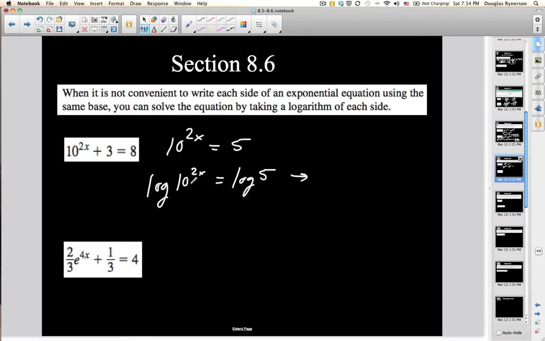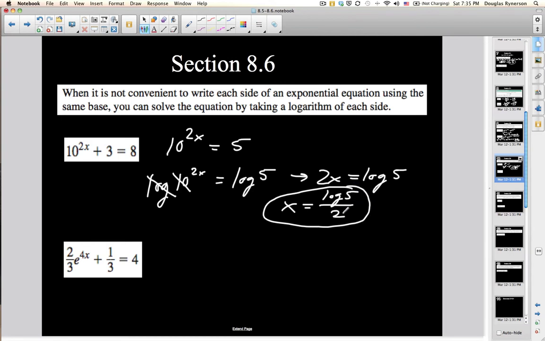That simplifies the log base 10, gets rid of the base 10, and just becomes 2x is equal to log of 5. So x would be equal to log of 5 divided by 2. Now you could plug this into your calculator and come up with a decimal. I'm completely fine with you leaving your answers in this form.